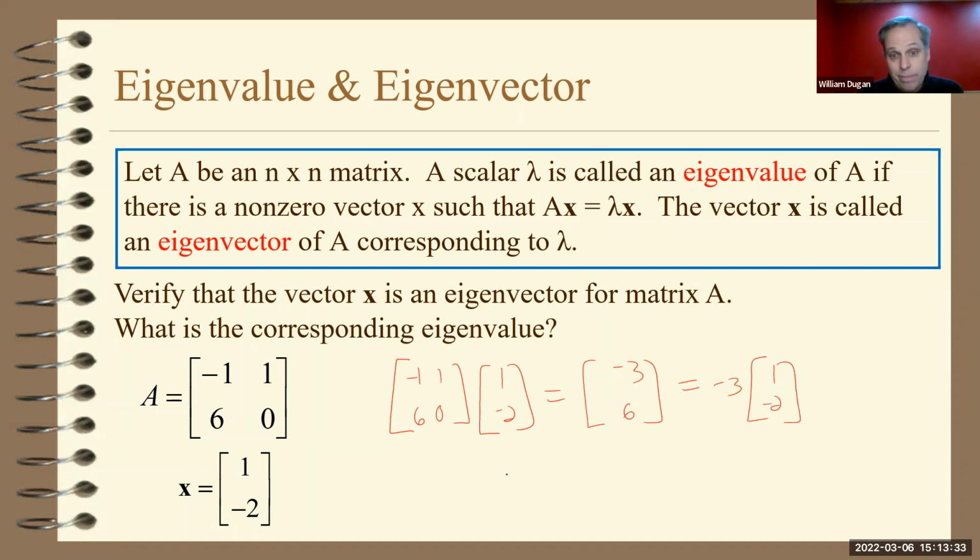So by definition, this vector (1, -2) is an eigenvector for A, corresponding to the eigenvalue negative 3. So it's really easy to check if something is an eigenvector. You just literally multiply the matrix by the vector and see if you get a multiple of that vector. The multiple then must be the eigenvalue.